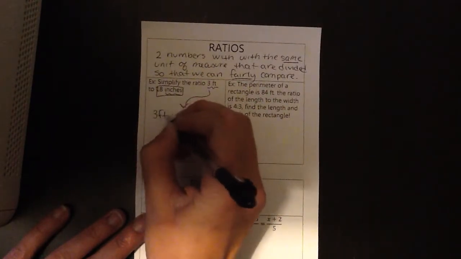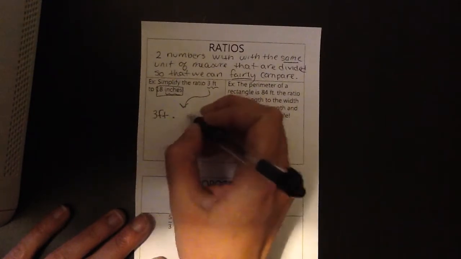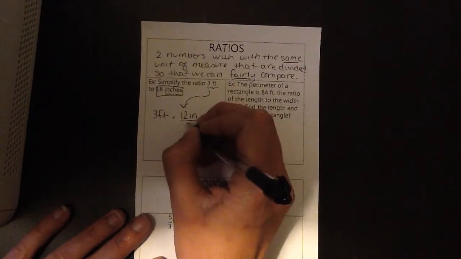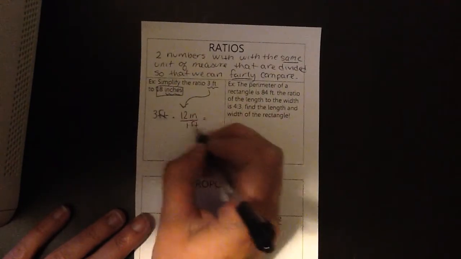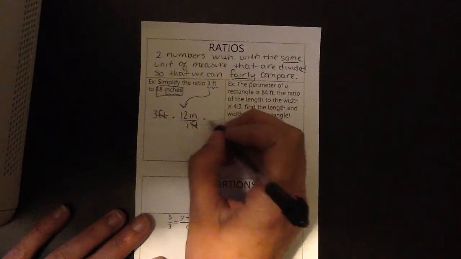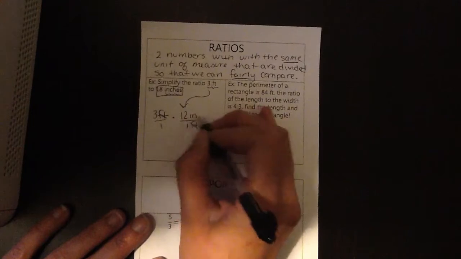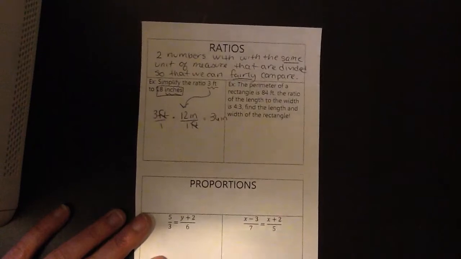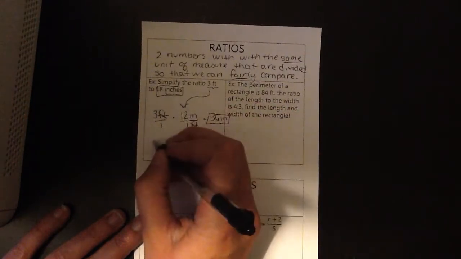So to change 3 feet to inches, we have to take feet and times it by 12 inches per 1 foot. And you want to make sure that your units cancel out, and so that we are left with inches. So 3 times 12 is 36 inches. The feet divided out because there's a foot on top and a foot on bottom. Okay. And so now that this is in inches, we can fairly compare inches to inches.